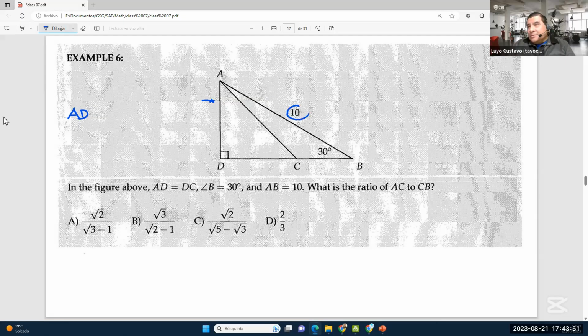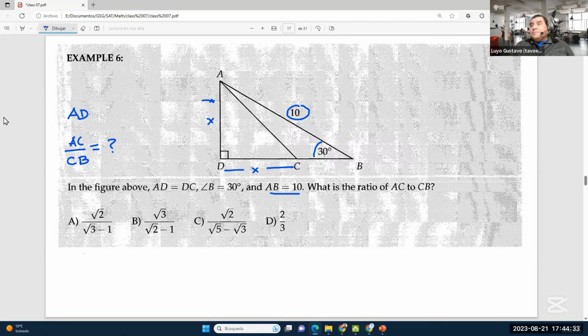Obviously, here is 10. You don't need to actually have this explicitly because the diagram informs you so. But then we have that this angle is 30 degrees. Segments AD and DC are the same. That means this is X and this is also X. Okay? What else? Well, we need to find a ratio, AC to CB. In other words, we need to find this quotient. What is this? Can we solve this?